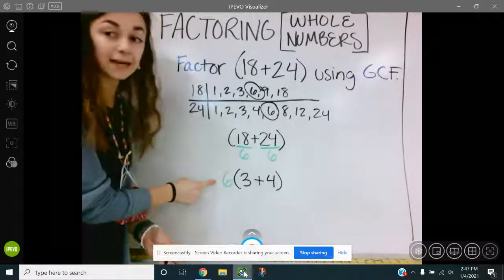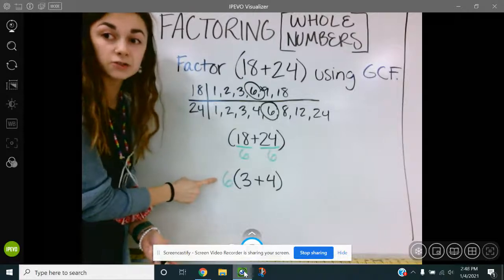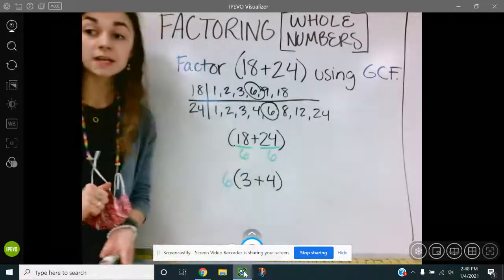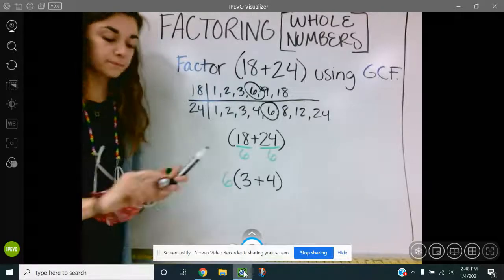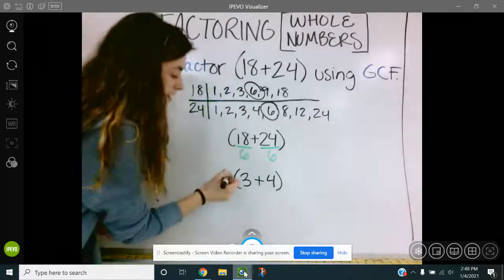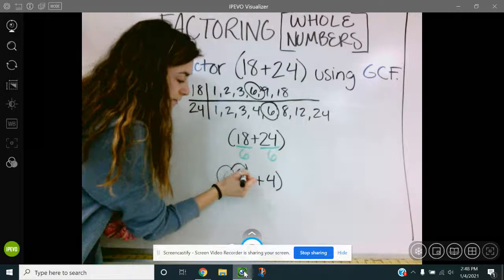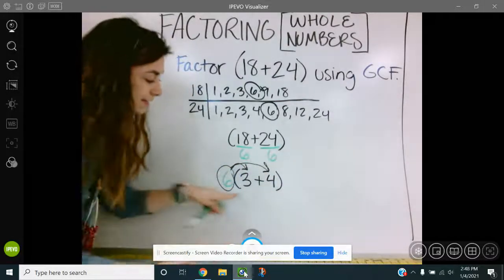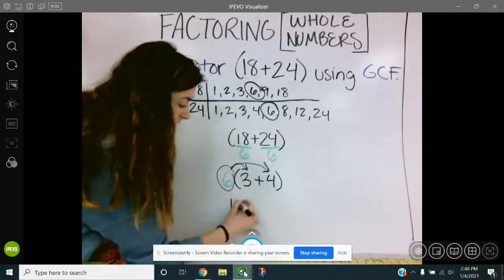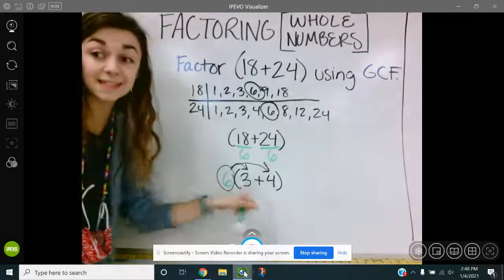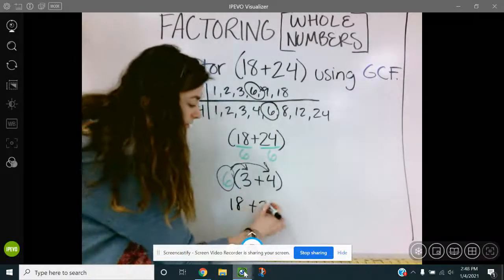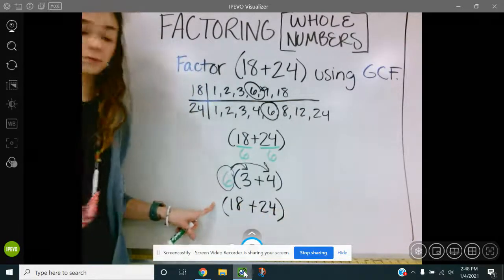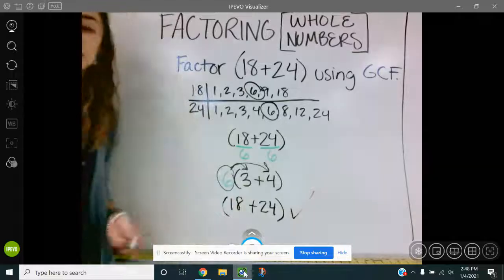By putting the 6 back out here, this is now the distributive property. This means the 6 is going to need to be distributed into our parentheses. And check this out. If we do that, 6 times 3 is 18, and 6 times 4 is 24. And that's right back to where we started.